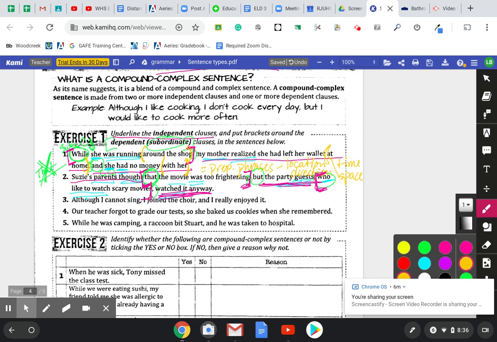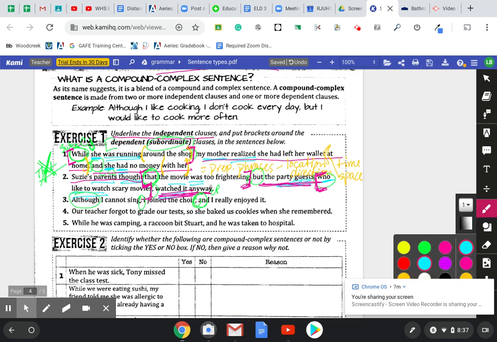Number 3. Although I cannot sing, I joined choir and I really enjoyed it. So although is one of my subordinating conjunctions. I see a comma here. I see a comma and an and. So that tells me automatically this is the way that you join for compound sentences. But we'll take a look.